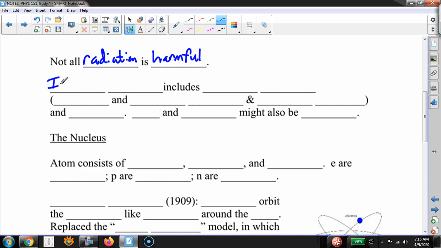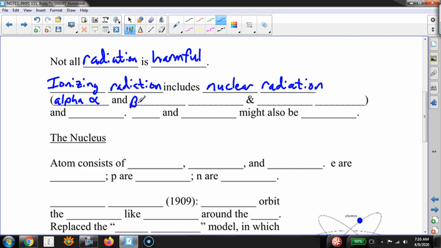Ionizing radiation, on the other hand, includes nuclear radiation, and we'll talk about that nuclear radiation. It comes from alpha and beta particles. And from here on out, I'll use the Greek letter alpha and the Greek letter beta for particles. We'll describe what these are. And then also gamma rays.